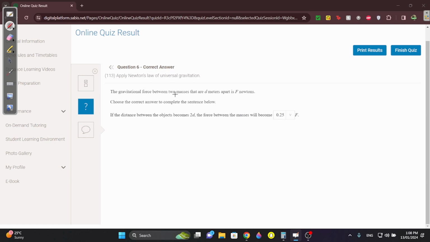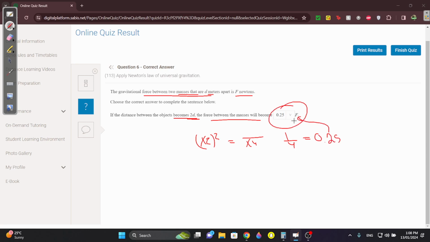Here it's the same question. They're saying the gravitational force between two masses d meters apart is F newtons. What if the distance was doubled, 2d? What will happen to the force? I told you, distance doubled, so times 2 squared becomes times 4 in the denominator. So 1 over 4, which is 0.25, a quarter.